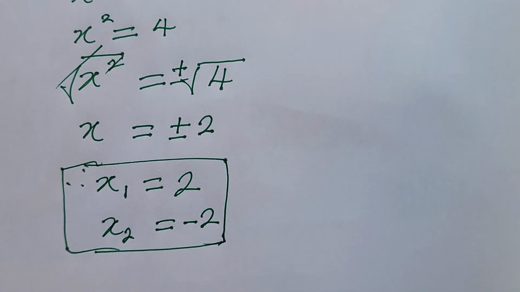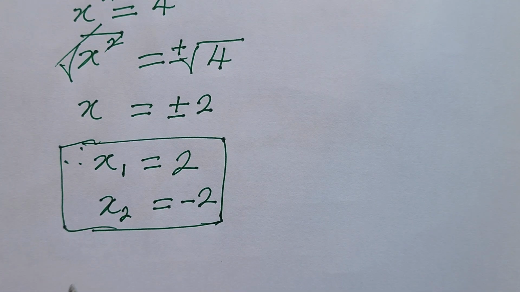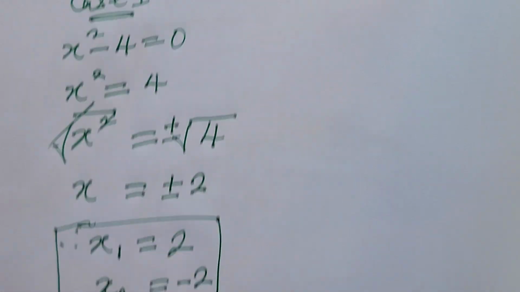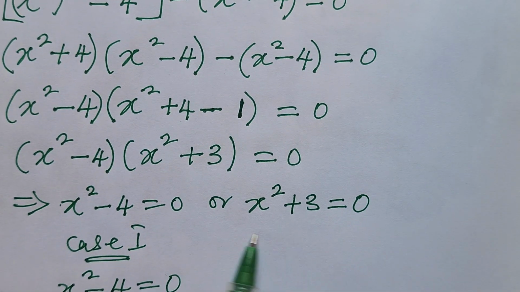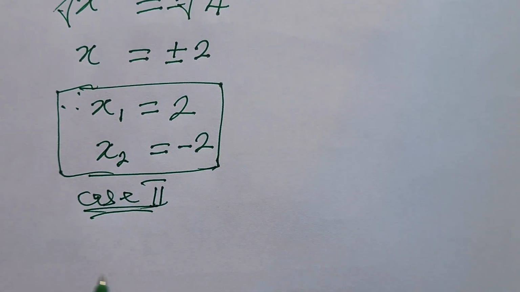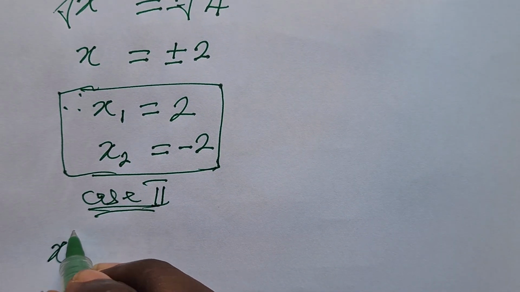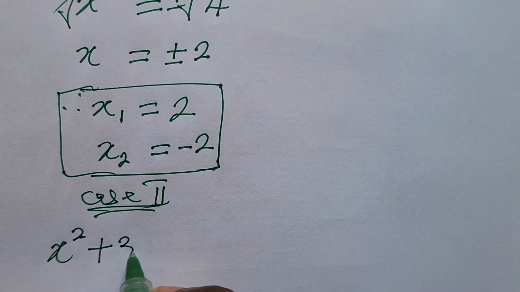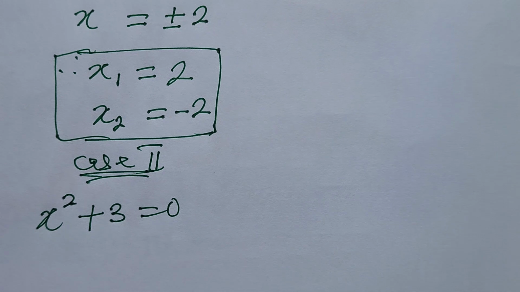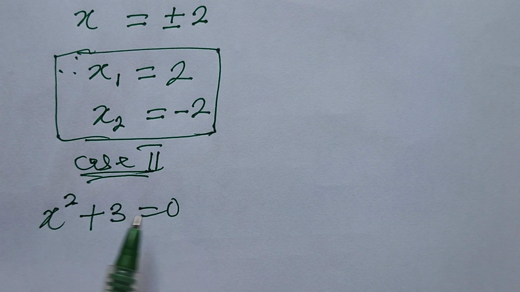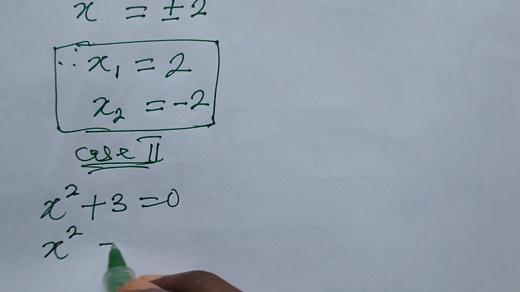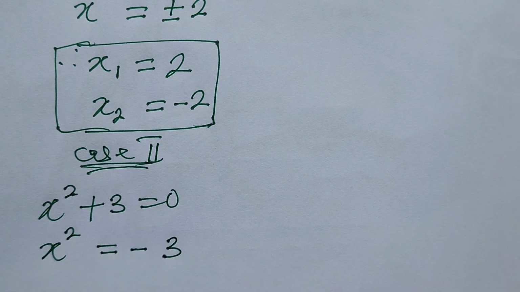So let's take our case 2. What is our case 2? Look at our case 2 here. We have this, right? So let's solve for our x. We're going to have x to the power of 2 plus 3 equal to 0. From our education, we're going to have imaginary roots from here. So we move this to the other side of the equation, and we have x to the power of 2 equal to minus 3.